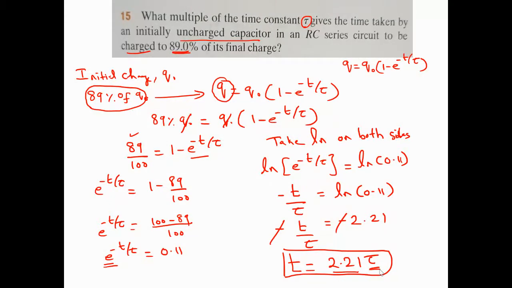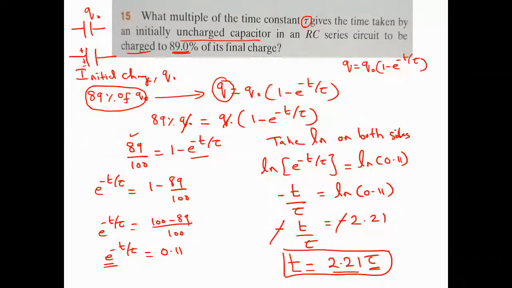Doctor, I have a question. Why did you say 89% of the Q charge here? My dear, the initial charge: initially you have the capacitor with no charge, zero charge. That means I take my initial charge in this capacitor as Q naught. And after you charge, how much charge is stored in this capacitor?